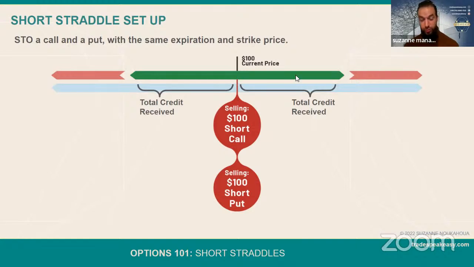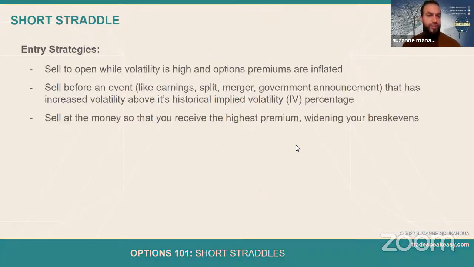Obviously, if we get too much outside, then all of a sudden the credit received is just not strong enough and we start to take losses. So entry strategies for the short straddle. We're selling to open when volatility is high and options premiums are inflated. We sell before an event like earnings, a split, a merger, government announcement. We've been seeing a lot of that from the Fed recently. That has increased volatility above its historical implied volatility or IV percentage. And we sell at the money so that you receive the highest premium, widening your break evens.